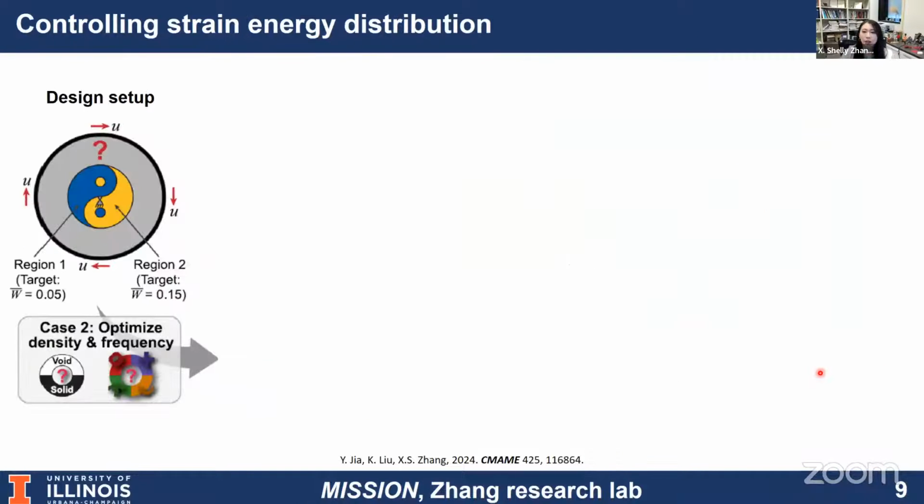All right, so let me show you very briefly some quick examples of how it works. The first example in 2D, our goal is to control the spatial distribution of the strain energy in this disk. So we want this part, the blue part, to have this number of strain energy density, and the yellow one has this amount of strain energy density. In this optimization, we optimize both the density as well as the frequency hints of the building block.